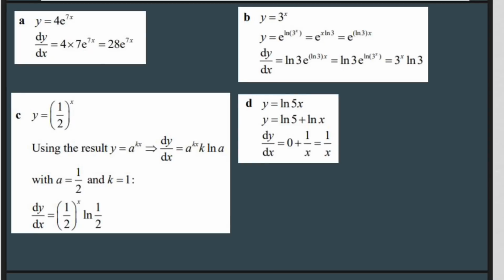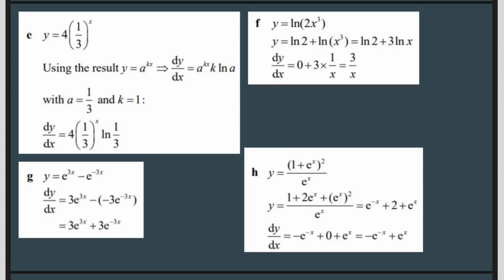So here are the answers for number 1. You should get 28e to the 7x. For B, you should get 3 to the x times ln 3, or ln 3 in brackets, then times 3 to the x. This one gets ln of a half times a half to the x. This one's a nice one, I split that up like they've done, or you could have 5 over 5x cancels down to 1 over x. So for E, you get this answer here. You can just use the result given to you before.